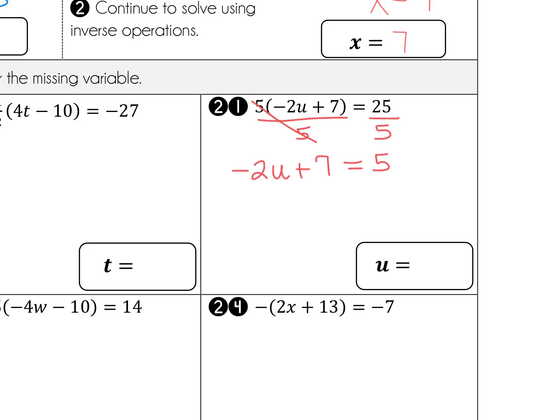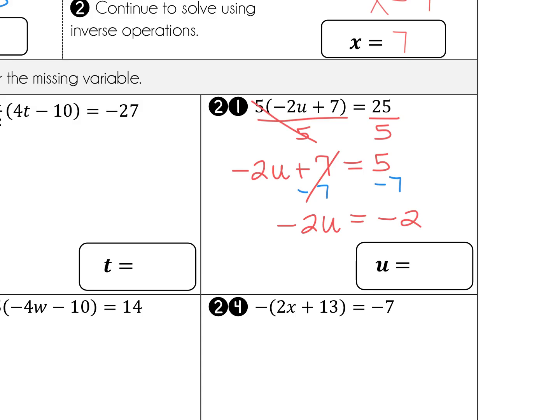From there, we're able to apply our inverse operations using a t-chart just like we did with our two-step equations. The opposite of adding 7 is subtracting 7. And of course, whatever we do on one side, we have to do on the other. On the left side, we've simplified to negative 2u, and on the right side, the difference of 5 and negative 7 is negative 2.